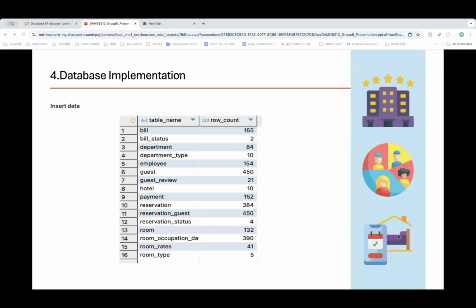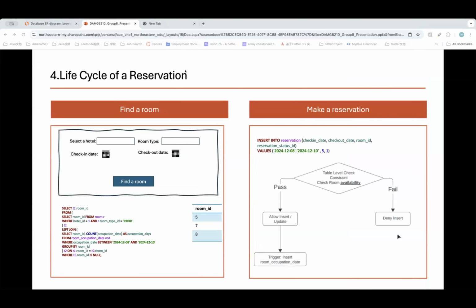Now, my team member will introduce the life cycle of a reservation, Dex. Thanks, Jiahui. Let's take a look at a typical life cycle of a reservation. The first step in making a reservation is to find a room. We'll need user input such as the hotel you want to stay in, the room type you prefer, and your check-in and check-out dates. Then we'll query the room table joined with the occupation table to get a list of all the available rooms that fit your needs.